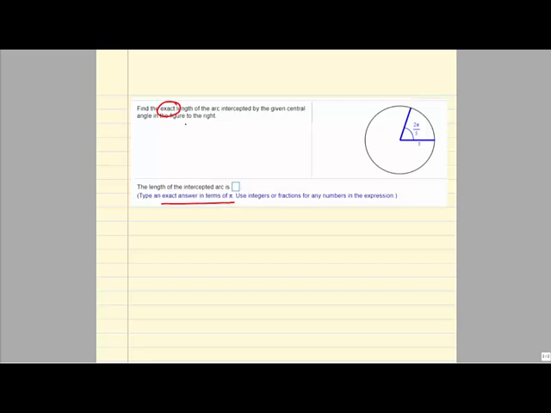So for this example, we'd have S equal r theta. S in this particular case is the arc length that we're looking for. The radius is equal to 5. And then the theta is 2 pi over 5. And then we can see that the 5's cancel here, and I'm just left with the arc length is equal to 2 pi. Now if they wanted us to find a decimal, we could, but the arc length that we have, it says in terms of pi, is just 2 pi for this particular case. So again, make sure you read the instructions.